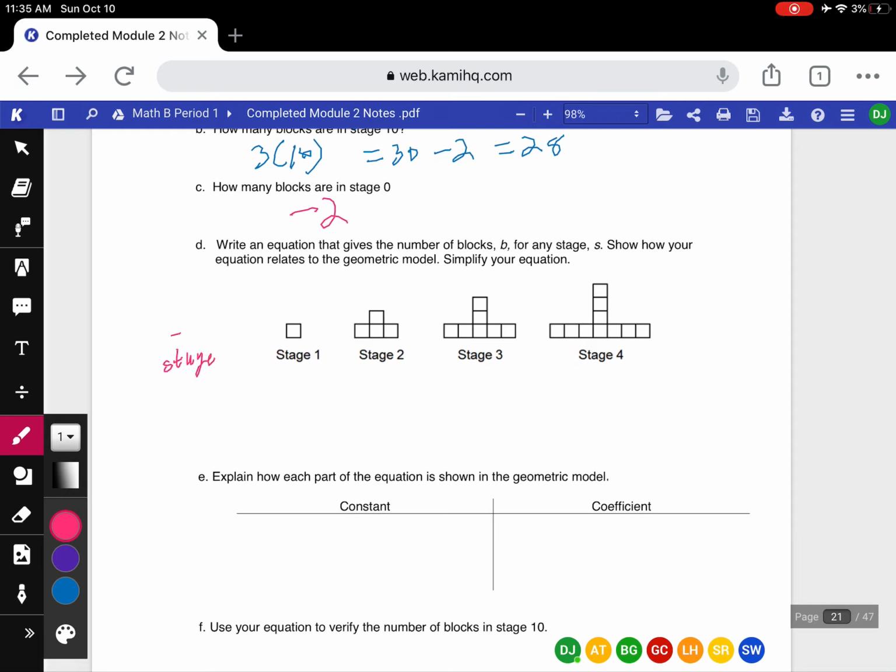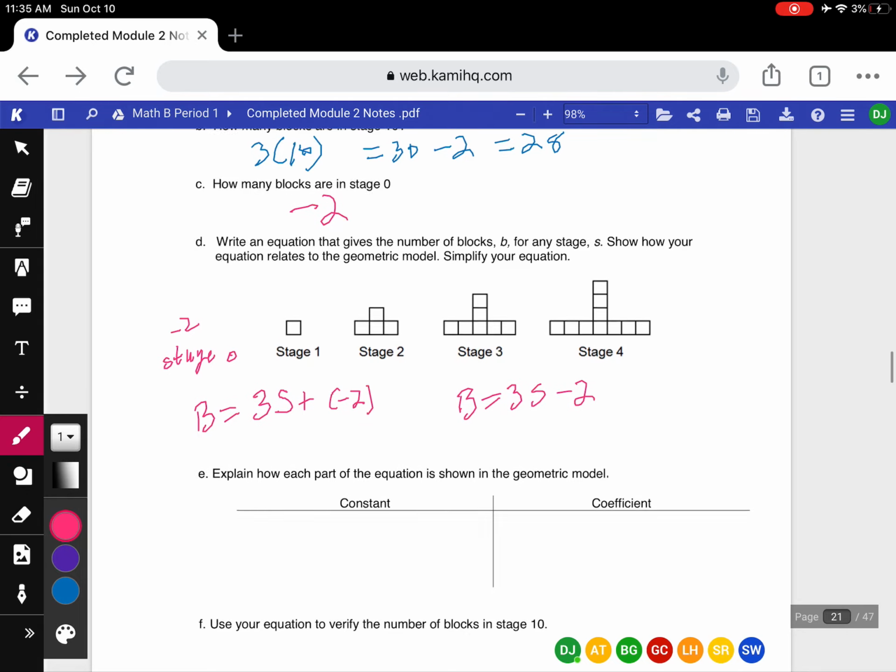So now remember the equation. The amount that I'm increasing by is my slope, my rate of change. So the total amount of blocks is I'm increasing by 3 each stage, and then I'm going to add what's on stage 0. And on stage 0, there are -2 blocks. So you're going to have a total equation of B equals 3s minus 2.